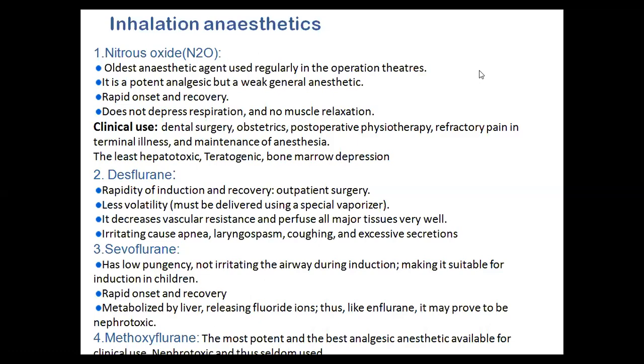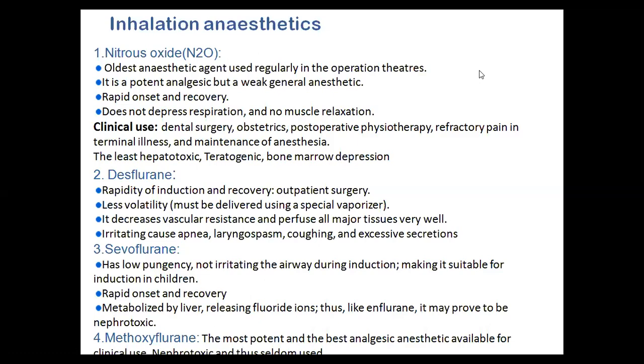It is incapable of producing surgical anesthesia and therefore it is used as a supplement to other agents for induction and maintenance of anesthesia. The usual concentration is 70 to 75% with 20% oxygen during induction of anesthesia and 30% oxygen during maintenance.